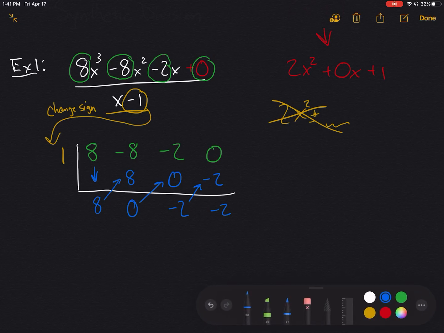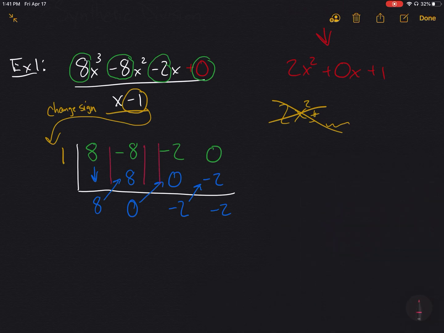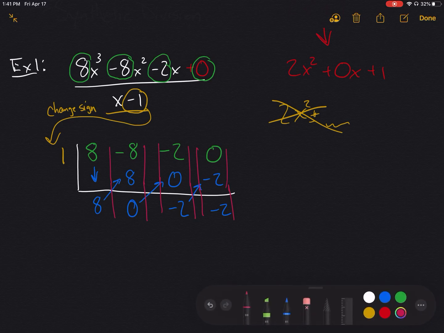So first step, I bring down the first value. Then I multiply that by my number that's outside. So in this case, that was 1. I put it in the next column over, and then I add that column down. Right, so negative 8 plus 8 is 0. Negative 2 plus 0 is negative 2, and 0 plus negative 2, once again, negative 2. Right? So now I've got another list of numbers that still doesn't mean a whole lot to me.